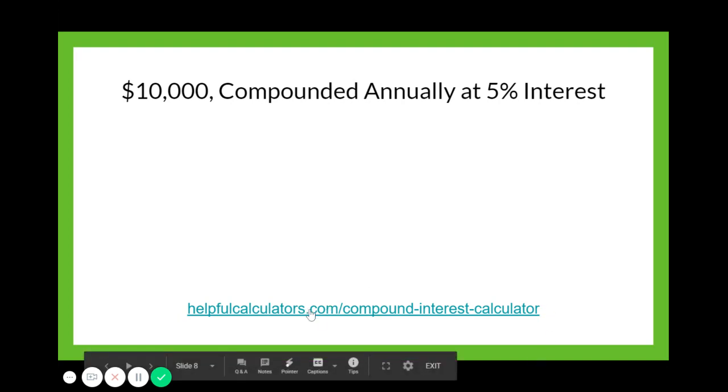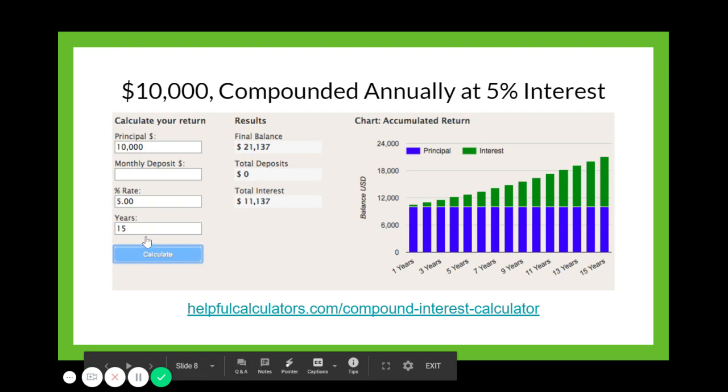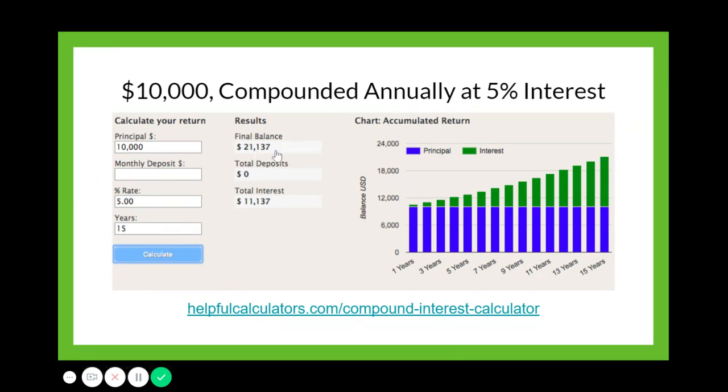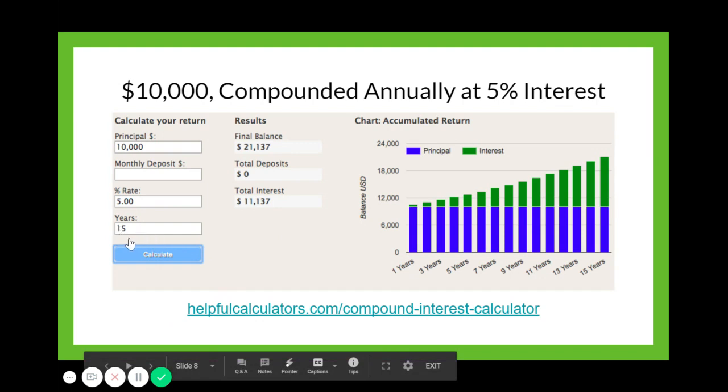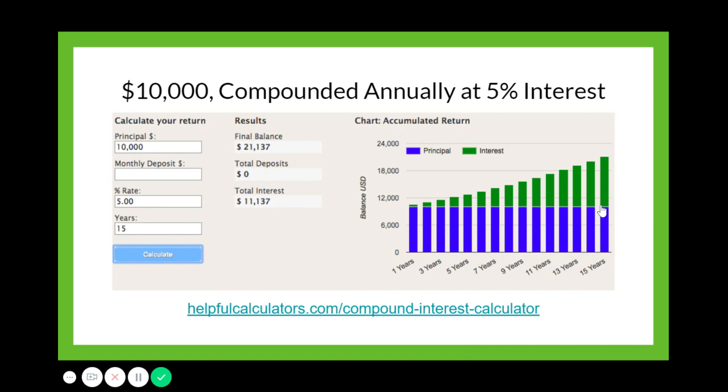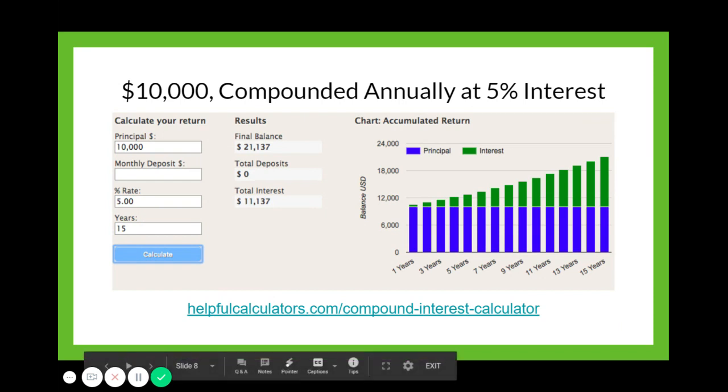If you go to helpfulcalculators.com/compound interest calculator, you would have found out the hard way that given 15 years at a rate of 5%, your $10,000 principal would become $21,137. You can go to this calculator and play with the years to see what the difference between simple interest and compound interest would be once you reach 20 years or possibly 35 years, which is a very important timeline when you're thinking about retirement.